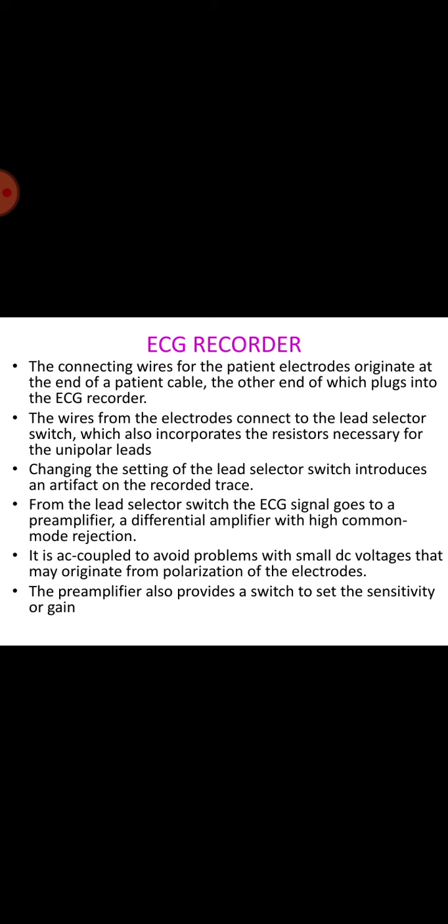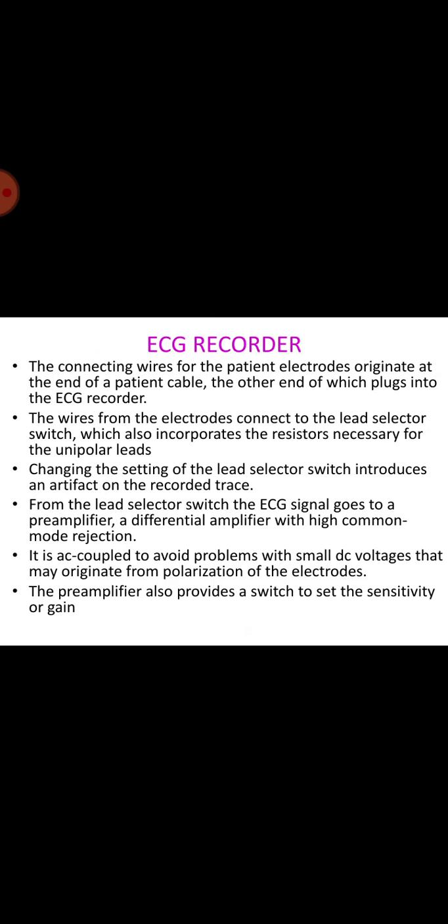Modern recorders are stable and their sensitivity doesn't change with time. If it changes, the setting of the lead selector switch introduces an artifact on the recorder trace. A special contact on the lead selector switch turns off the amplifier momentarily and turns it on again after the artifact has passed. So from the lead selector switch, the ECG signal goes to the bioamplifier.